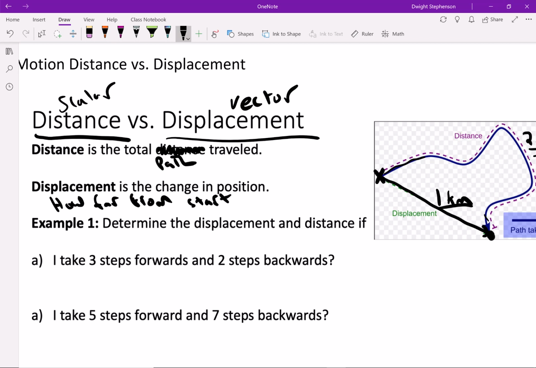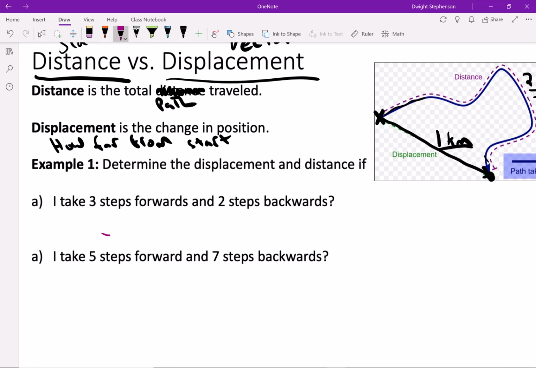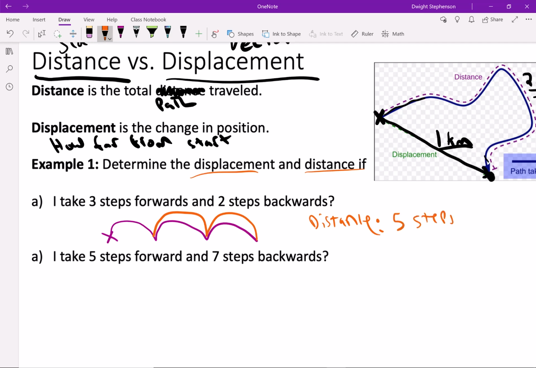All right, so let's look at an example. These examples usually help us frame our thoughts here. You're starting here, you take 3 steps forwards and 2 steps backwards. So 1, 2, 3 steps forwards, and then you decide to go 2 steps backwards. The question is, what is your displacement? What is your distance? Distance, remember, is the total distance traveled. So the number of steps I took was 1, 2, 3 forward and then 2 backwards. That's a total of 5 steps. So the distance traveled is 5.